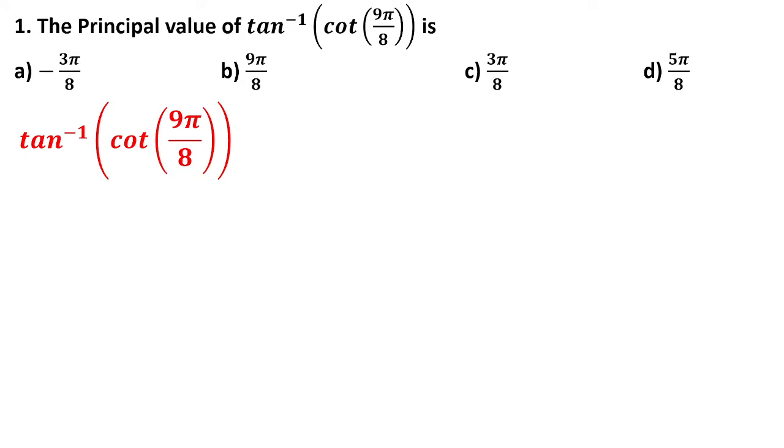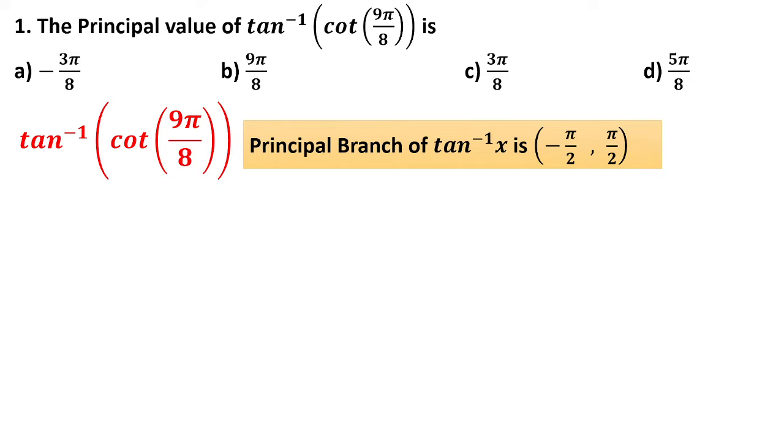Further, let us recollect what is the principal branch of tan inverse. It is the open interval minus pi by 2 to pi by 2. Whatever the angle they give, it will be outside the principal branch. It will be either pi plus, pi minus, 2 pi minus or 4 pi plus, like that. But try to identify what it is. It is 9 pi by 8, which is nothing but pi plus pi by 8. Now this pi plus pi by 8 is in the third quadrant.